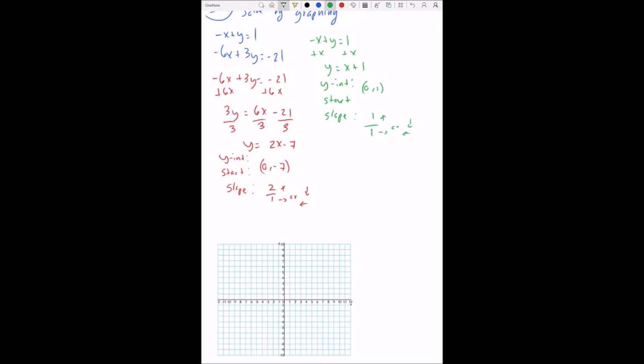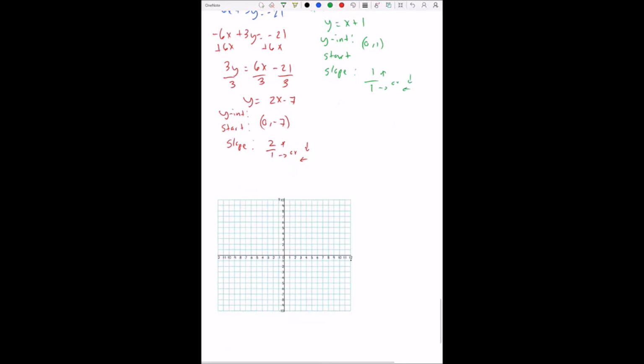So let's plot our green line first. We're going to start at 0, 1. And we're going to go up 1, right 1, up 1, right 1. Make a bunch of dots. You can never make too many. Especially if you're solving systems by graphing, because you want them to intersect. So you want to make as many dots as you can in order for them to intersect at some point.